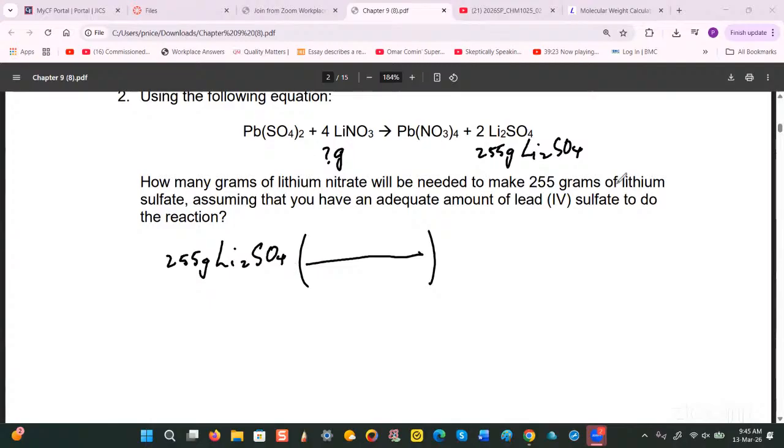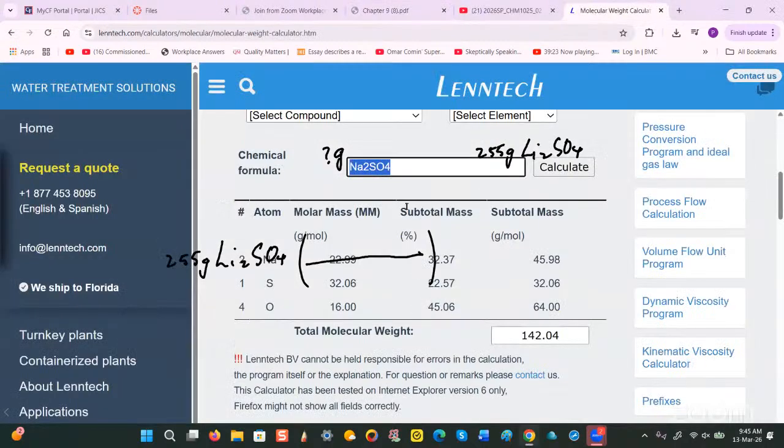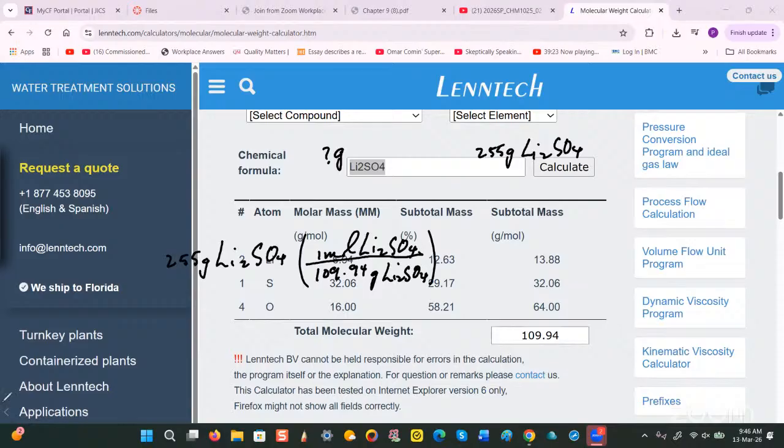Okay, so unfortunately for you guys, you won't have access to this, but you're right. You're going to find the molar mass of lithium sulfate, Li2SO4. And the lithium sulfate molar mass is 109.94. So I'm going to put 109.94 grams of lithium sulfate below, and above I'm going to put 1 mole of lithium sulfate. Okay, so far so good. What's the next step?